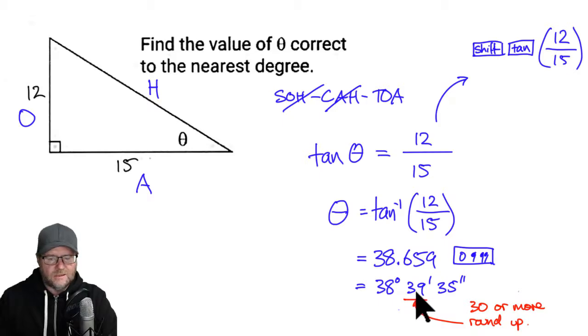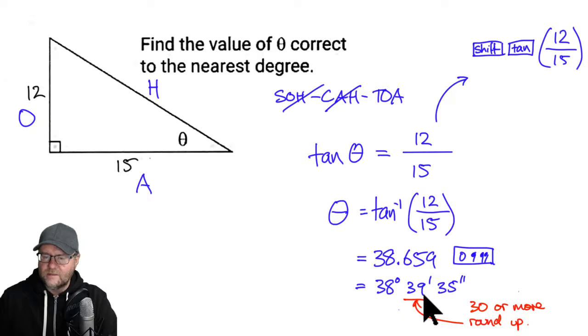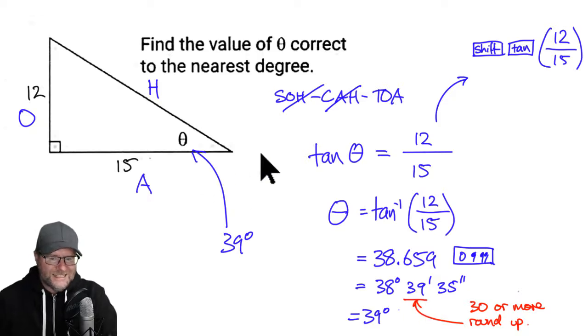If this number is 30 or more, I round this up to the next degree. The degree part would go up to 39. If this was less than 30, it would stay as 38. In this case, I can see the 39 minutes is more than half of 60. It's more than 30. So I'm going to round it up to 39 degrees.